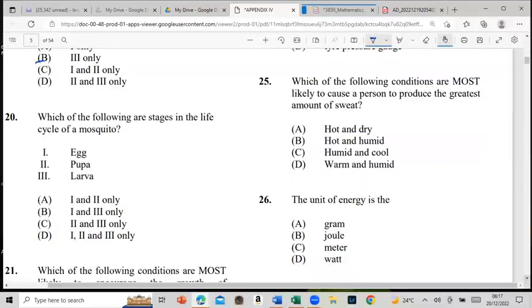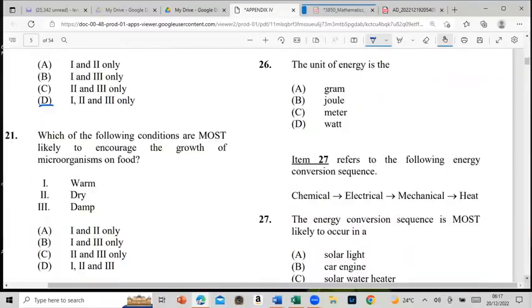Which of the following are stages in the life cycle of a mosquito? Egg, pupa, larva. Wouldn't that be all 3? Yep. So that would be all 3. And guys, please ensure you know the order. 21, which of the following conditions are most likely to encourage growth of microorganisms on food? 1, warm. 2, dry. 3, damp. And that will be warm, never dry.